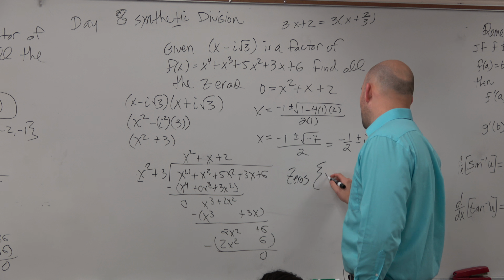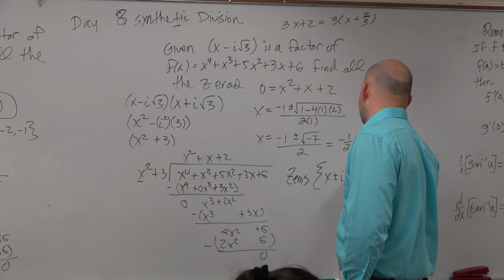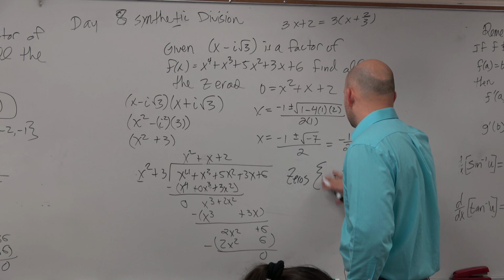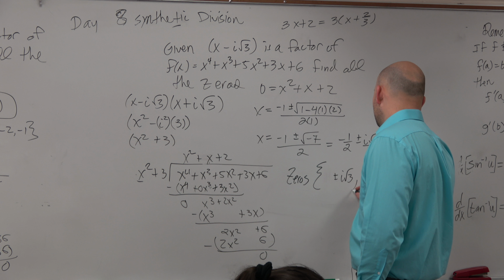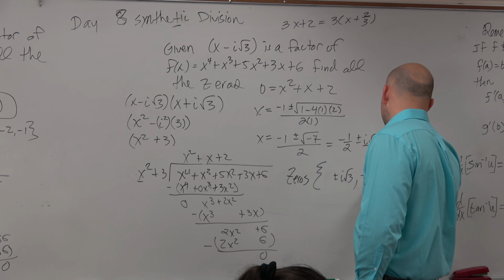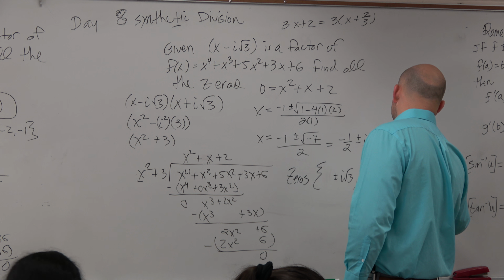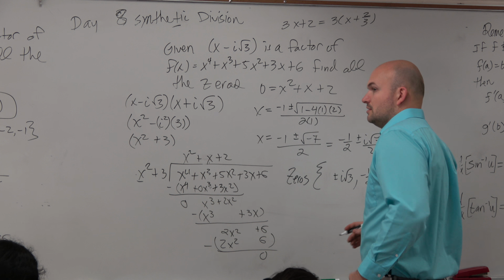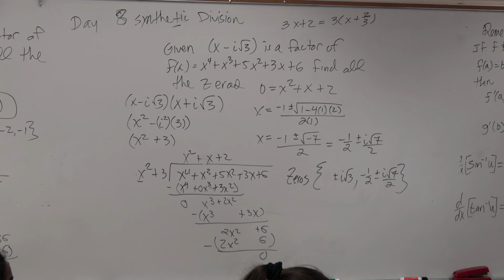Now, so if I want to write in the zeros, I would just write plus or minus i square root of 3, as well as negative 1/2 plus or minus i square root of 7 over 2. Right? Now, guys, is it possible to have a polynomial to the 4th power with no real zeros?